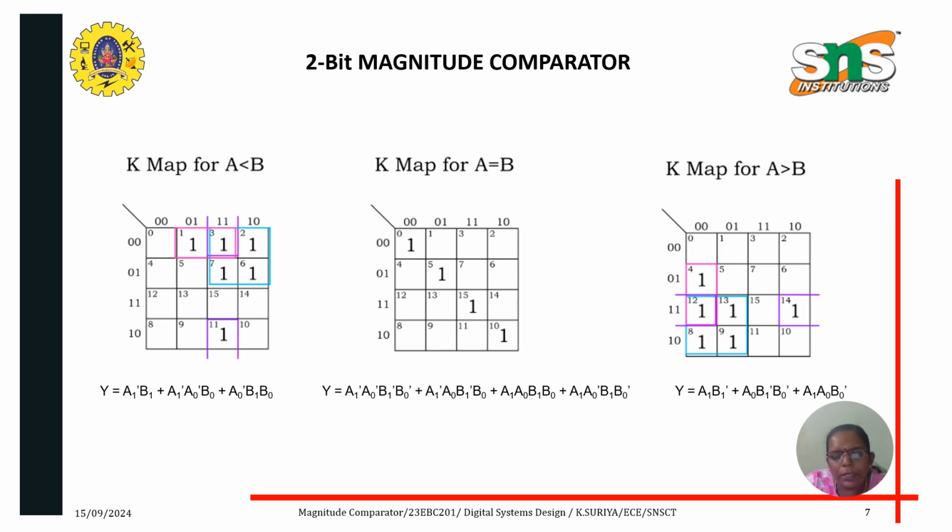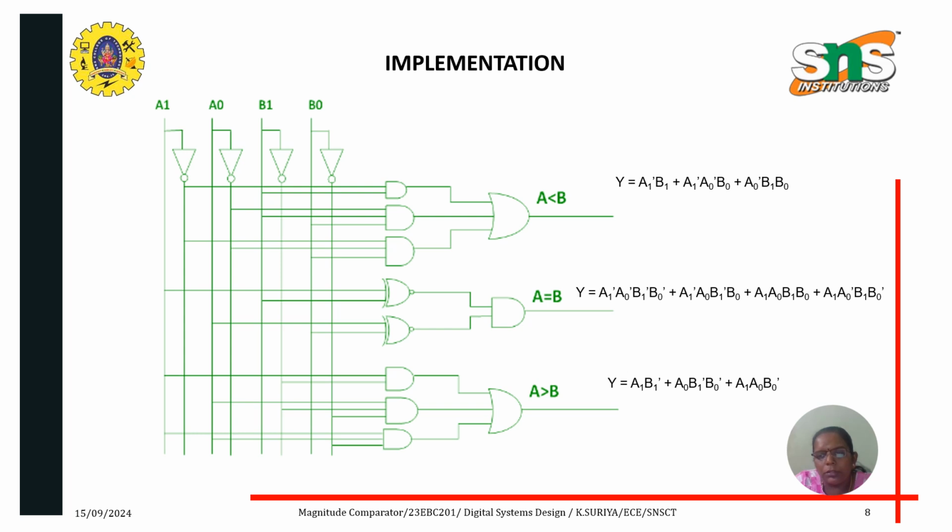You cannot group any ones, so you'll be keeping all the ones separately, and you'll be having the expression as shown here. And for A greater than B, again the grouping is as shown here, and you'll be getting the expression A1 B1 bar plus A0 B1 bar B0 bar plus A1 A0 B0 bar. So the logic diagram is implemented for all these three expressions using NOT gate, AND gate, XNOR gate and OR gate as shown here.